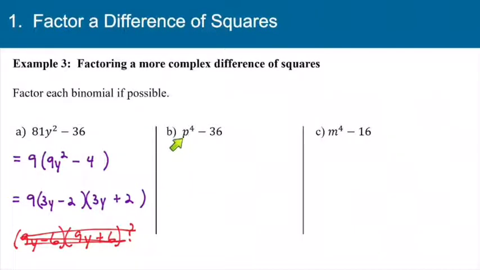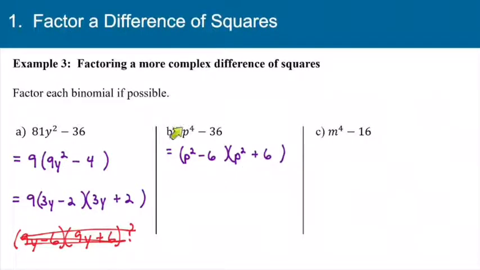Here in part B we have p to the 4th minus 36. Now there's not a GCF here, and this is still a difference of squares because p to the 4th is p squared times p squared, so we can still factor this as a difference of squares. P to the 4th is going to be p squared times p squared like I said, and then minus 36 is going to be minus 6 and plus 6.